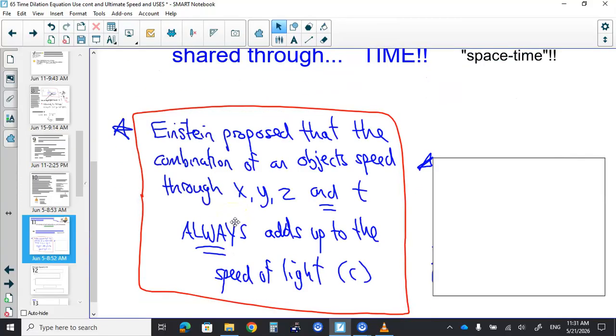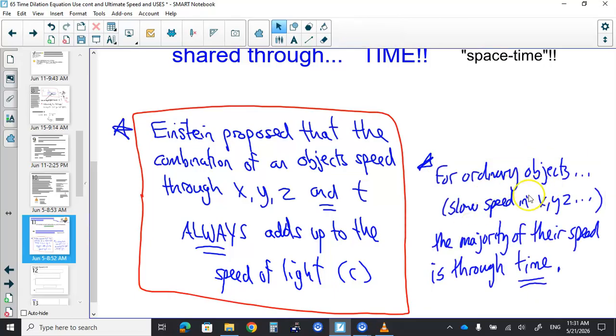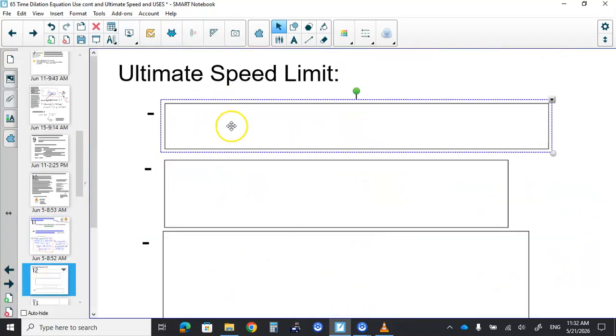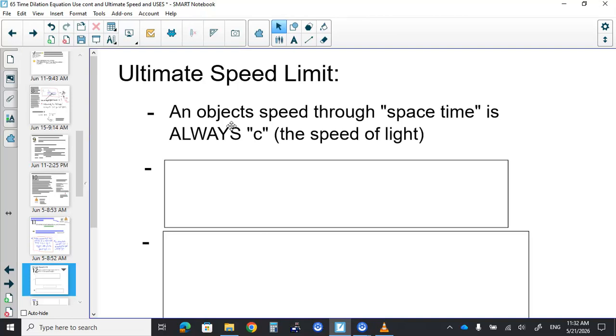So Einstein proposed that a combination of an object's speed through x, y, z, and time always adds up to the speed of light. For ordinary objects with slow speeds in x, y, z, of course, the majority of their speed is through time. So we can link this to the ultimate speed limit and other things to do with time dilation itself.